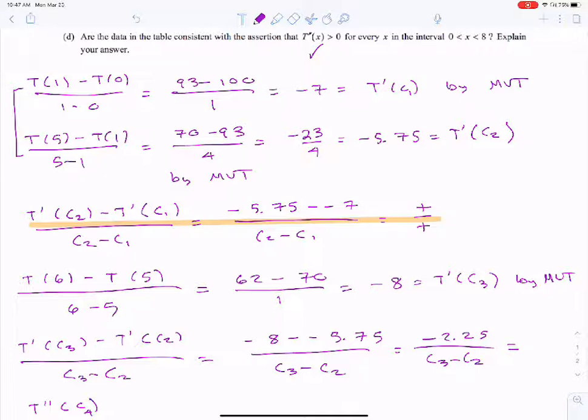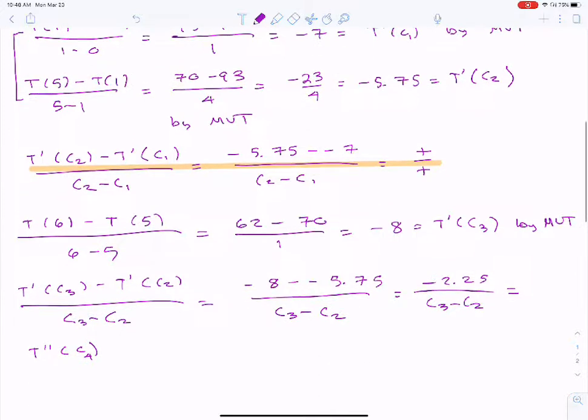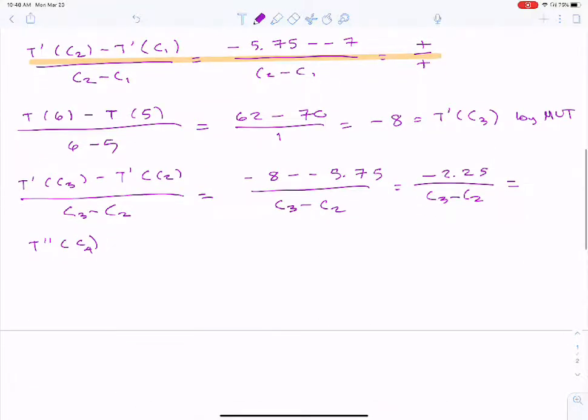Basically, I'm going to say T double prime of X is not always greater than 0, because in this interval it has to be negative. So let's see if I can phrase that.